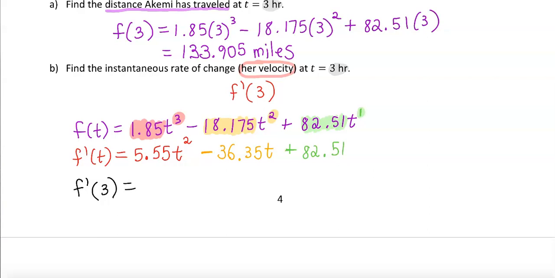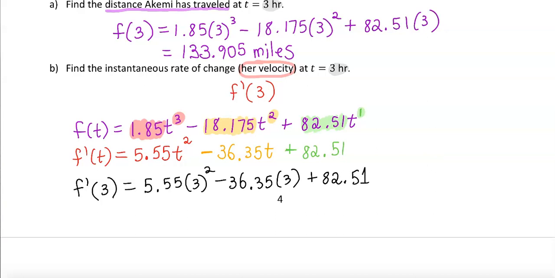All right, now plug in 3 in here to find the instantaneous rate of change at t equals 3. So plug in the 3. So how fast is she traveling to her destination? That's what we're trying to find. All right, let me plug this into my calculator, okay? 5.55 times 3 squared minus 36.35 times 3 plus 82.51.